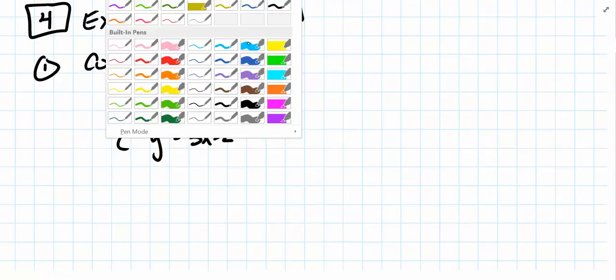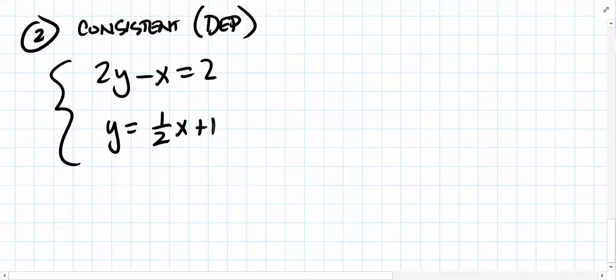Okay, so let's go ahead and talk about a consistent dependent system. We want to graph these in our calculator. But notice right away that this particular equation is not solved for y, so we have to solve it for y if we want to plug it into our calculator. So 2y is equal to x plus 2. Divide by 2, divide by 2. So y is equal to 1/2 x plus 1.